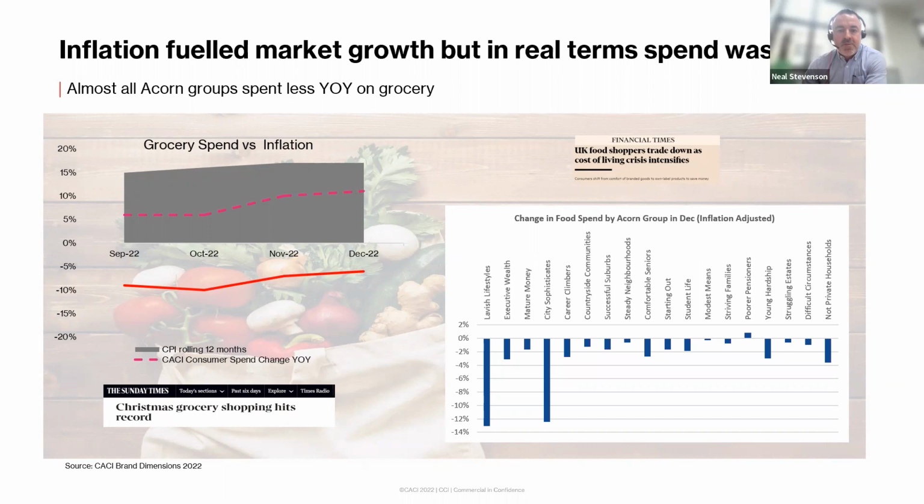We know from our customer profiling that, with one exception, spend in real terms fell across all Acorn groups. Interestingly, the largest drop is in the most affluent group, again, lavish lifestyles, which might seem counterintuitive, but when we move on to looking at the data from a brand perspective, it becomes a bit clearer.